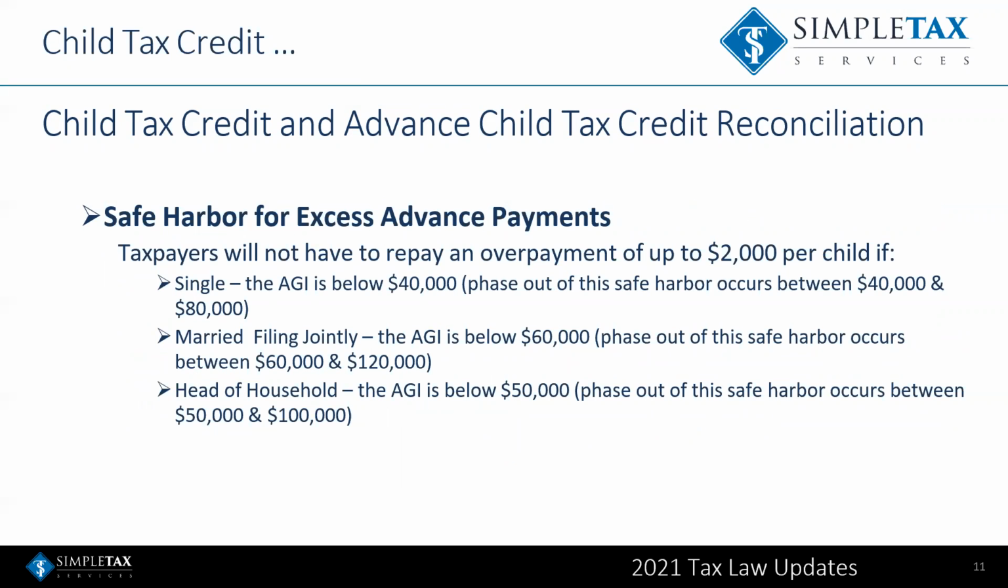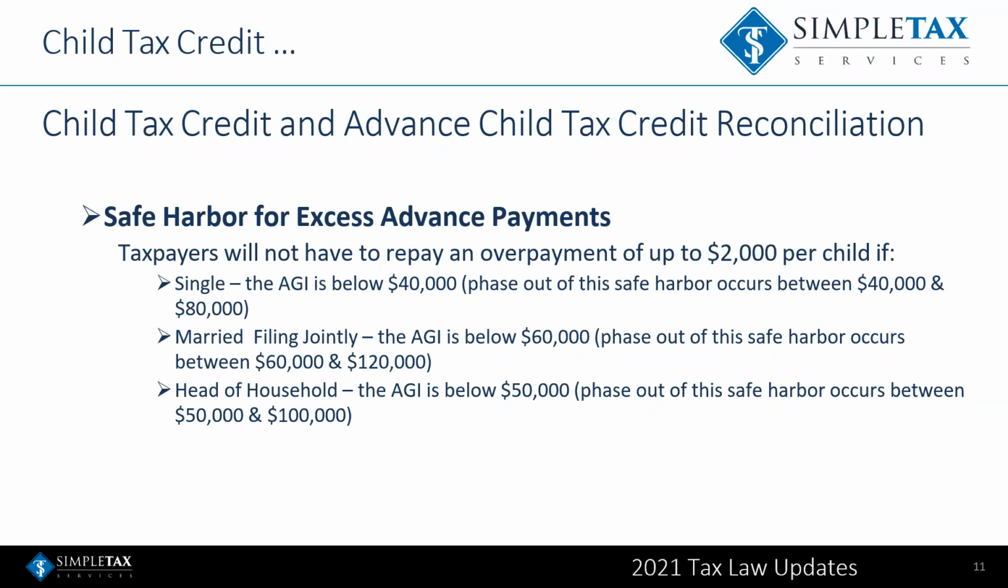So I spoke earlier about the safe harbor for excess advance payments. So taxpayers will not have to repay an overpayment of up to $2,000 per child if their AGI is below these benchmarks. For single, it's below 40,000, and then they would phase out of the safe harbor between 40 and 80,000. Married filing joint, if the AGI is below 60,000, and the phase out is between 60 and 120,000. Head of household, the AGI is 50,000, phase out between 50 and 100,000.